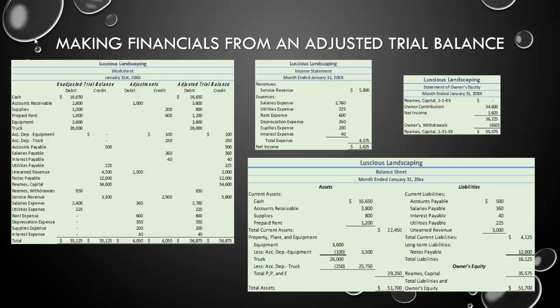And again, at the end of all of this, your balance sheet should always abide by the formula that assets equal liabilities plus owner's equity.